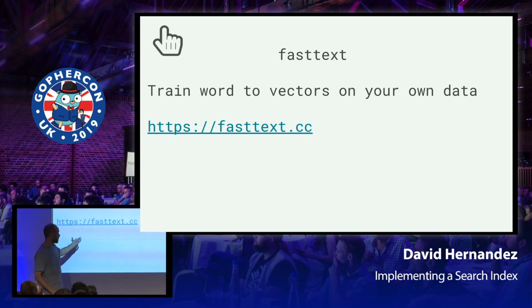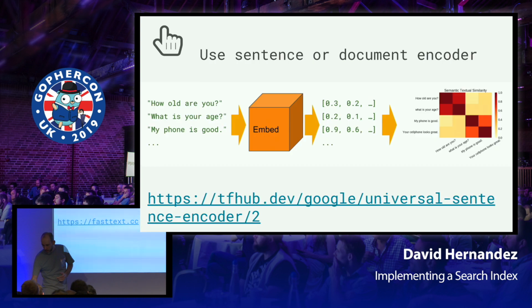Probably the easiest way is to use this library. I can pass all my texts from my problem and generate a CSV with all the words and the vectors adapted to my problem. And that's probably going to generate much better results for your search. It's something that you can quickly do. It works pretty well. But what if we go further?